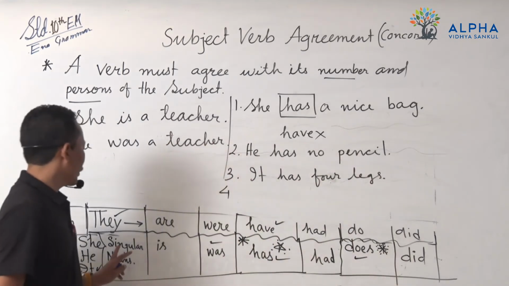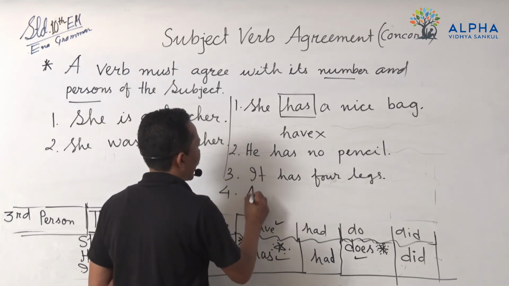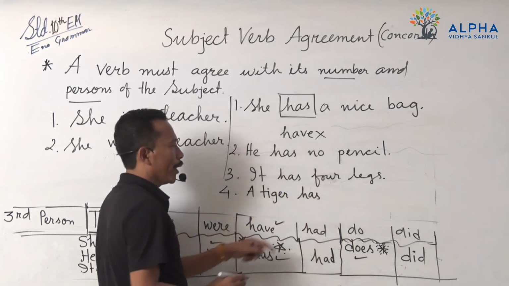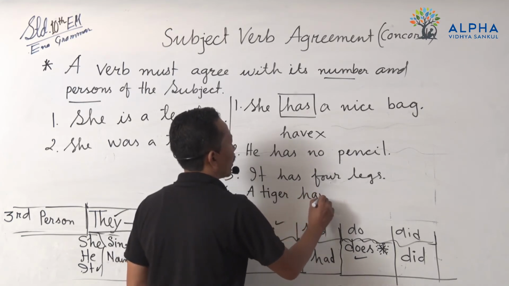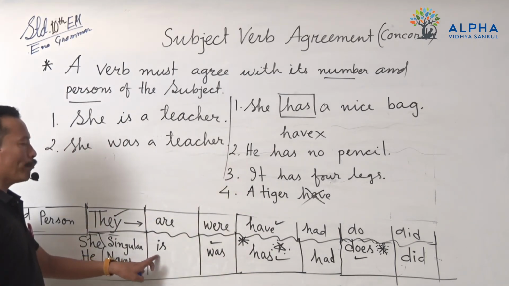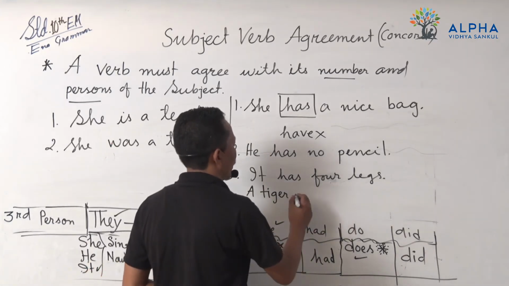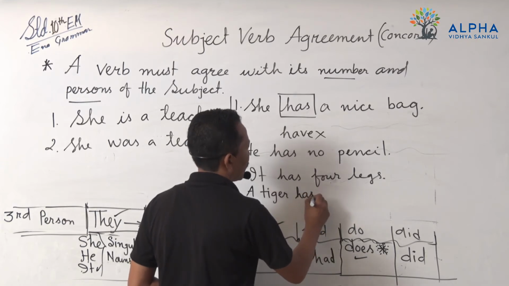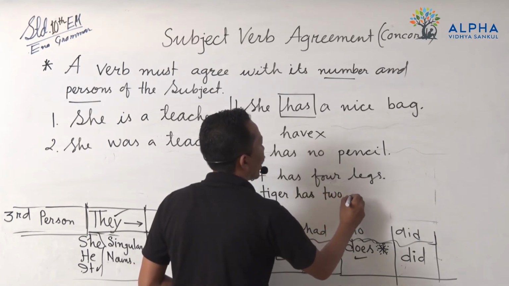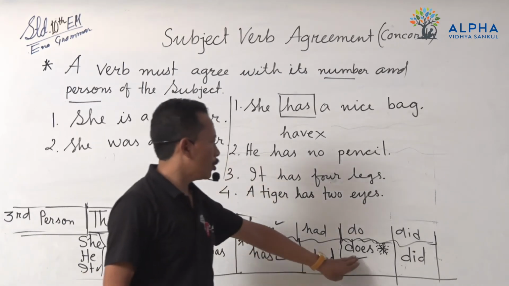Or any person, singular nouns. Now let us take any tiger. Suppose a tiger has. If you say "a tiger have," then your answer is wrong, students. Here the rule is singular nouns, we have to put what? "Has." A tiger has two eyes. Here, "has."